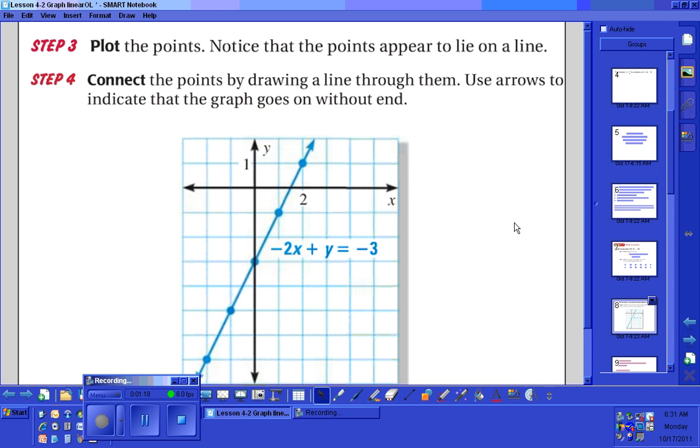We do connect the points because our domain here was not limited to those 5 points. The domain would be all real numbers, including the ones in between the integers. We put an arrow to indicate that the graph keeps going after that.